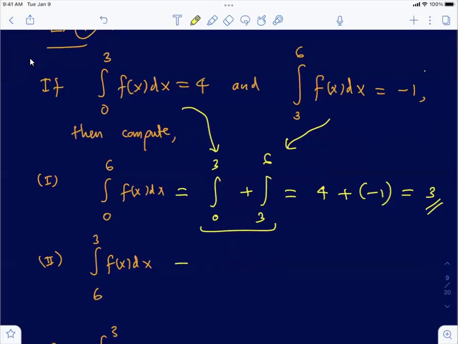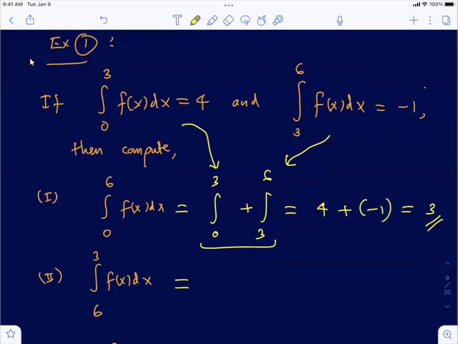And then when you consider the next component, part B, what is the integral from 6 to 3? Now 3 to 6 is given. So if we have 6 to 3, if we switch the bounds, it is none other than just the negative of 3 to 6. So that is supposed to be negative, and times negative 1, which is already coming from this. So it's going to be just positive 1.